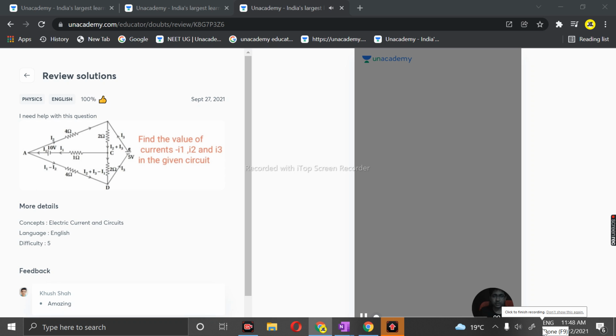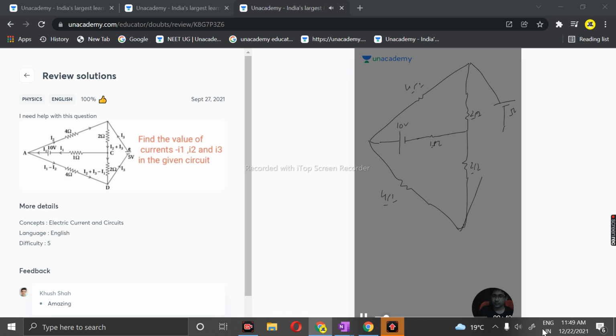Students, in this particular circuit, we need to calculate the value of I1, I2 and I3. This is a 10-volt battery connected to a 1 ohm resistor, and this is a 2 ohm resistor, and further it is connected with a 4 ohm resistor here. Here it is connected to a 4 ohm resistor again, and this is a 2 ohm resistor here. Further, there is a 5-volt battery here.